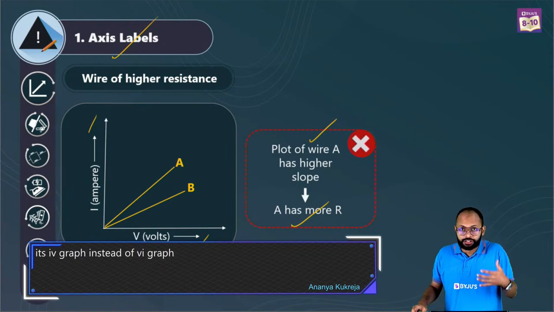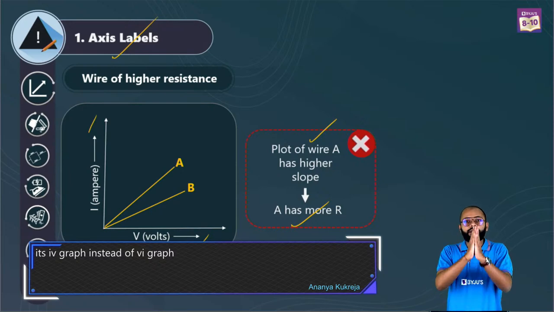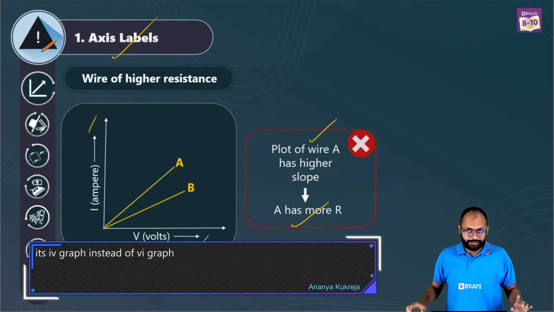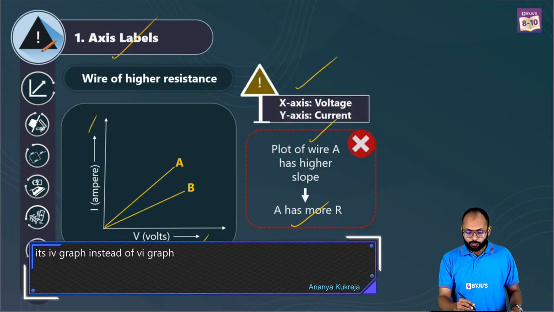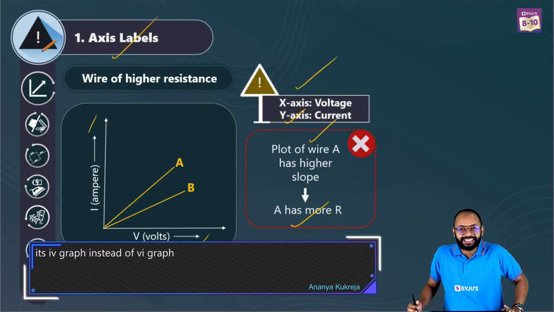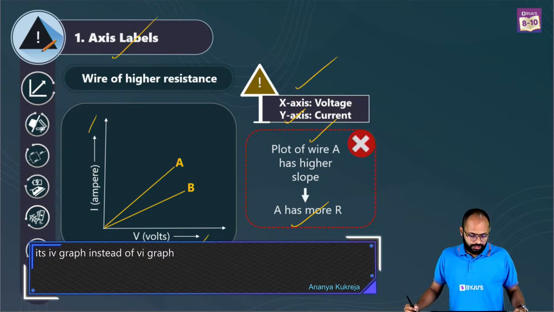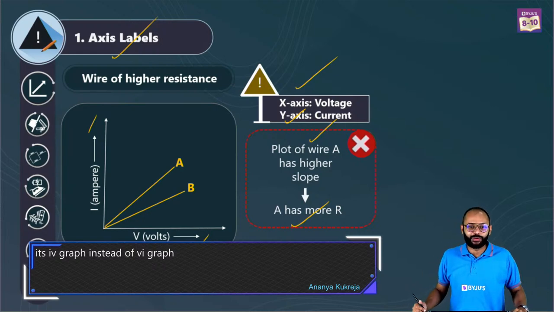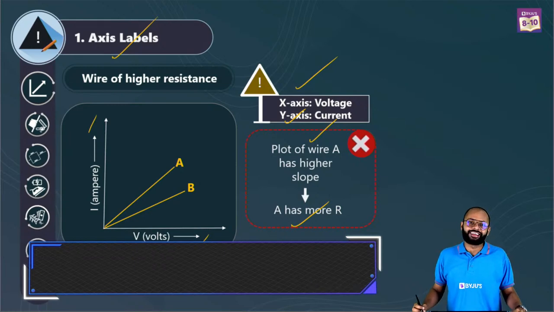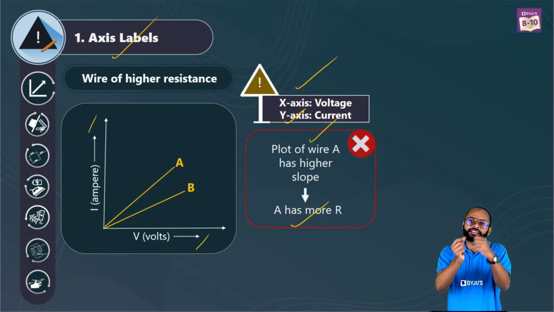This is the first spontaneous answer which you get in your head. But no, hold on. This is very important, right? This is not the thing. Why? X-axis is voltage and Y-axis is current. This is the thing which you need to take care of, all right? Fine. So A valo. Diksha? Not A. It's B. Take care on which axis you have voltage and which axis you have current.